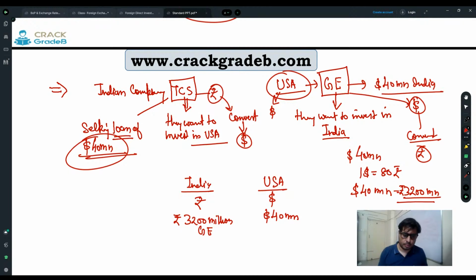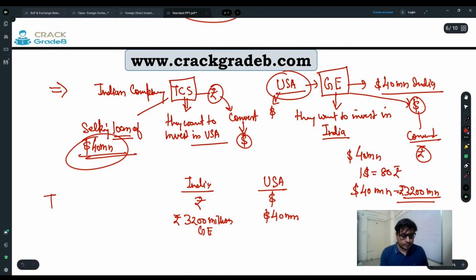But here there is a problem. When you go for the conversion, you are going to be exposed to exchange rate brokerage, number one, and exchange rate fluctuation. Plus, if GE is going to borrow in India with Indian rupee, so you are a foreign company and you are going to borrow in India, maybe interest rates are a little bit on the higher side. Similarly, when TCS is going to borrow that money in dollar in USA, they may have to pay more interest rate in comparison to GE. So that is why there is an issue.